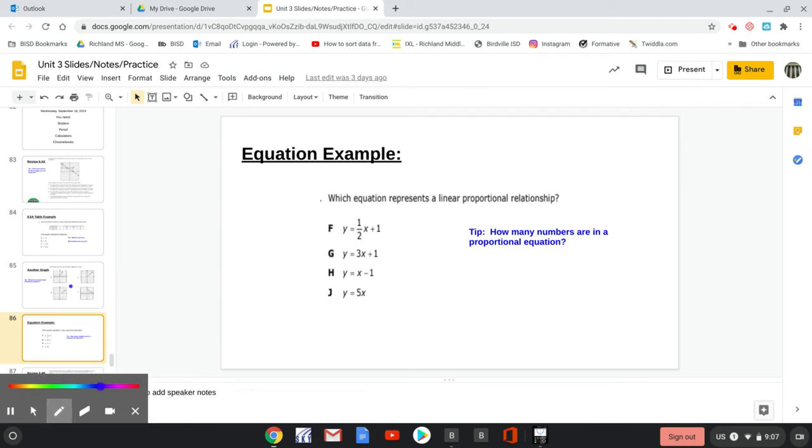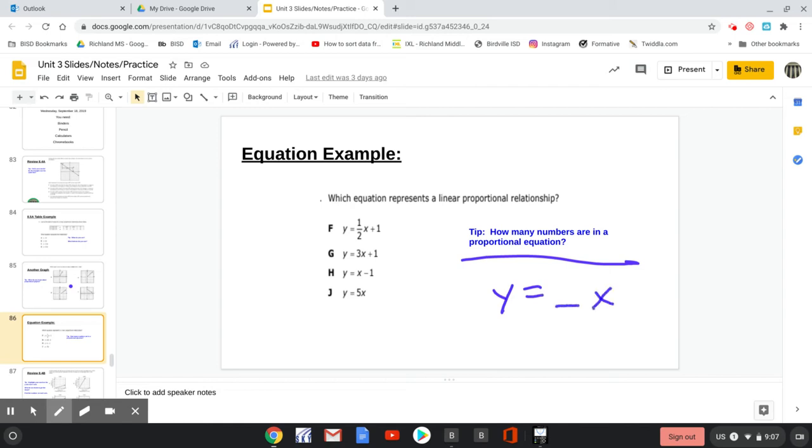How many numbers are in a proportional relationship? They want to know which equation represents a proportional relationship. Well, we know there's one number next to the x. So we're looking for something with a number next to x, and that's it. Your answer is J.